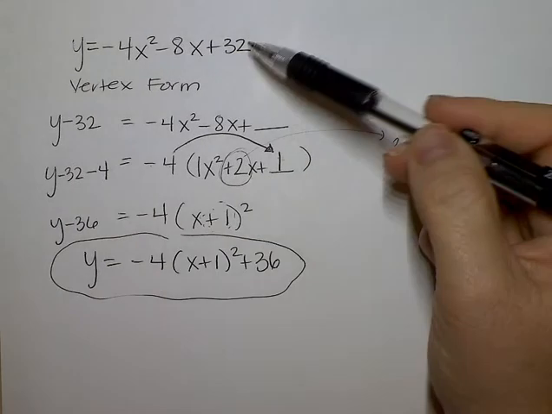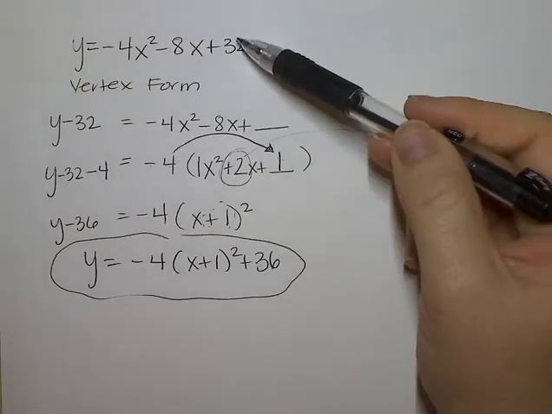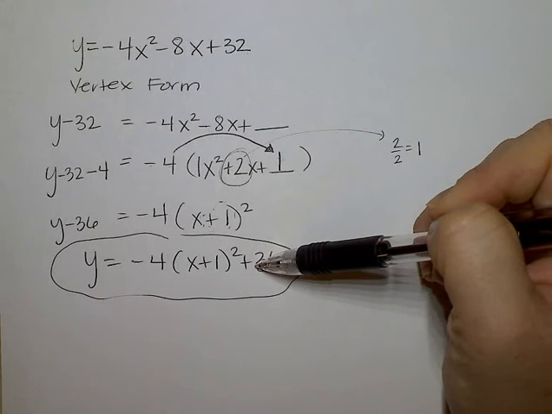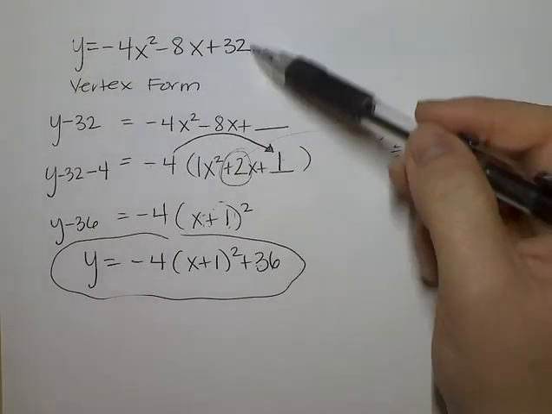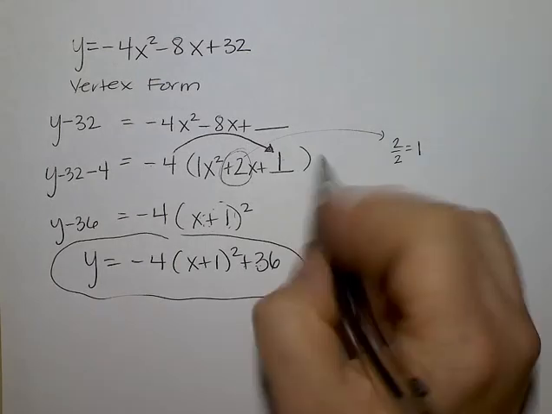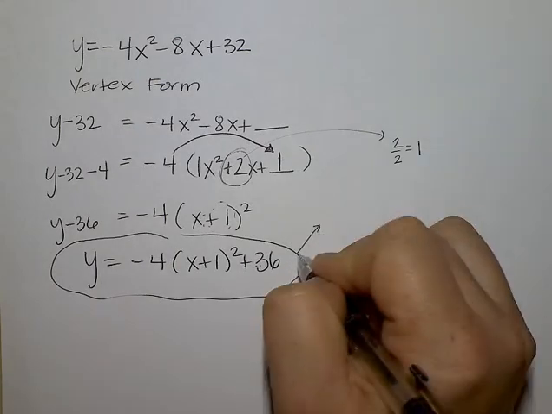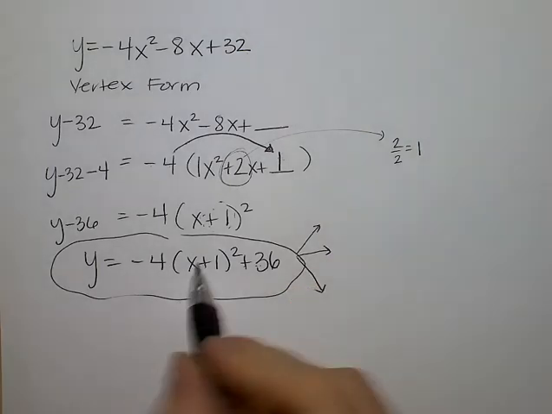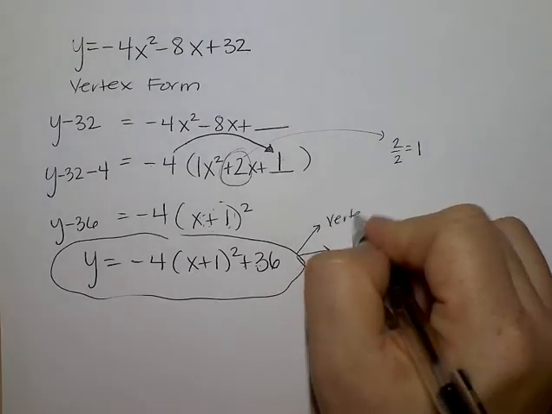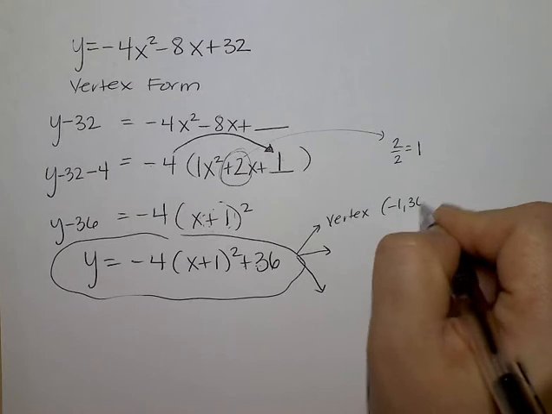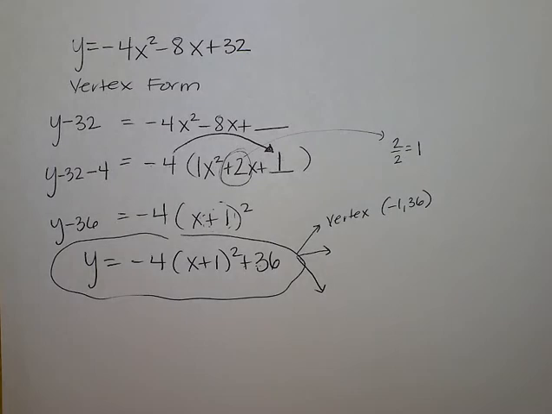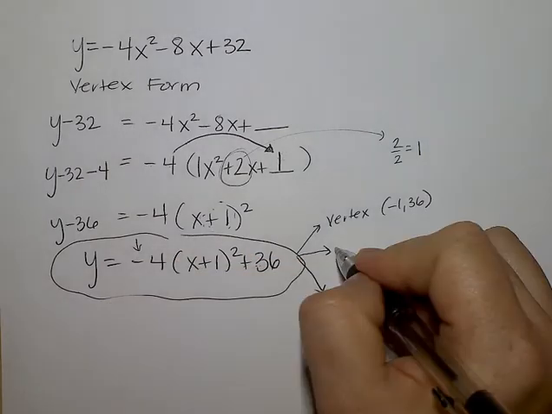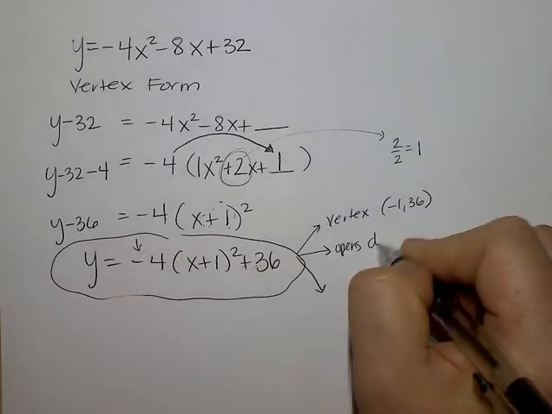These are equivalent equations. This is standard form. This is vertex form. So the first part of tomorrow's quiz is rewrite in vertex form. Then after you rewrite it in vertex form, you're going to state what it reveals. This problem reveals that there is a vertex at negative 1, 36. It reveals that the parabola opens downward.